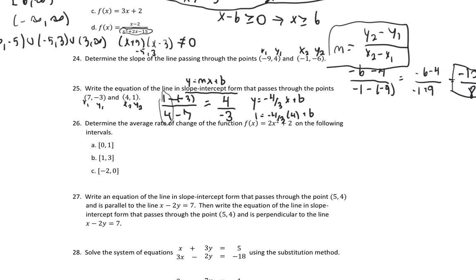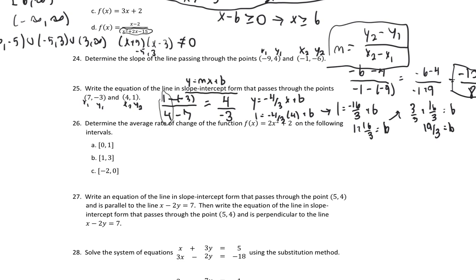And now I have a bunch of numbers. So minus 4 times 4 is going to be minus 16. So we're going to get 1 equals minus 16 over 3 plus b. We're going to add that over. So 1 plus 16 over 3 equals b. 1 is the same thing as 3 over 3. 3 divided by 3 is 1. So we'll write it as 3 over 3 plus 16 over 3 equals b. And lastly, we get 19 over 3 is our b value.